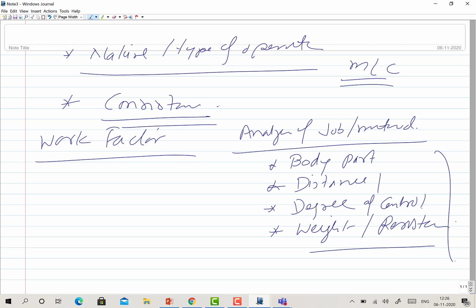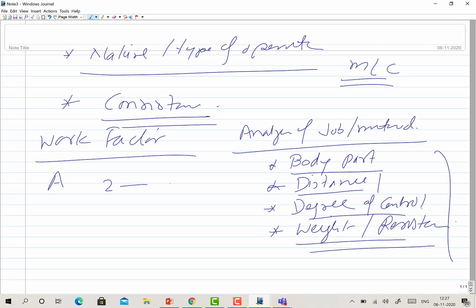So any job or method is broken into finer fundamental motions, and those motions are analyzed considering these four parts: the body member involved, the distance being traveled, the degree of control needed, and the weight or the resistance offered while the movement is taking place. When a particular element involves either the leg, just the foot, or the finger, based on that the time is identified.